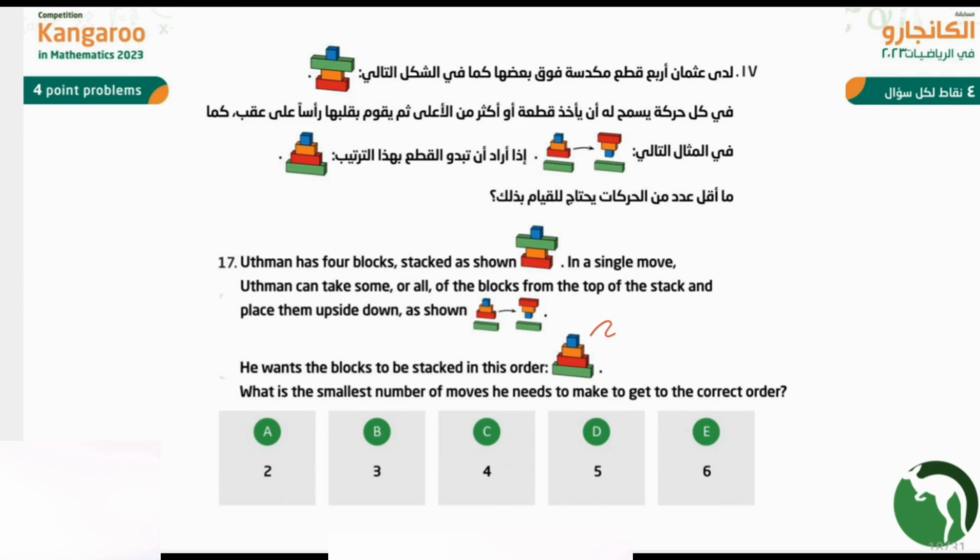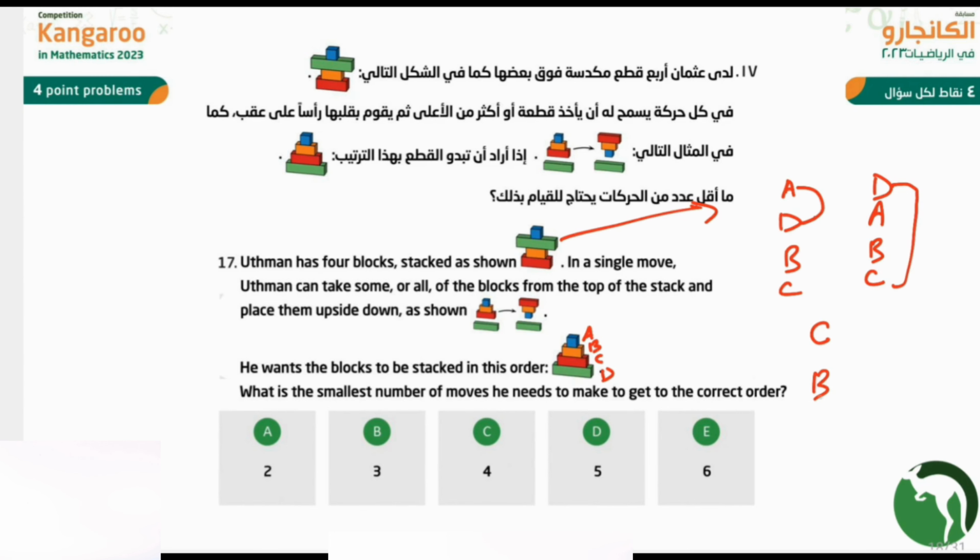So let's call each block with a letter. This one is A, B, C, and D. So this is the correct order. Now our current order is A, D, B, and C. Okay, so the first thing that we will do is to swap between these two. So I will have D, A, B, C. And the second movement is to swap all of them, replace them upside down. So we will have C, B, A, D.